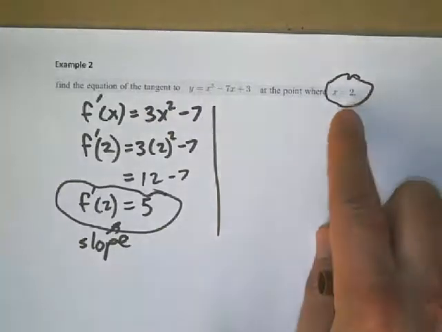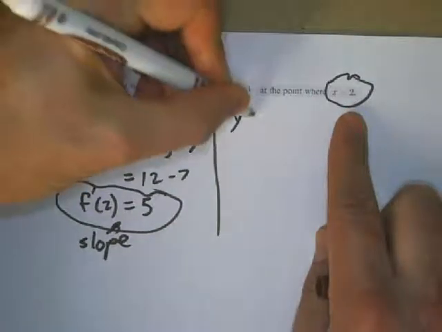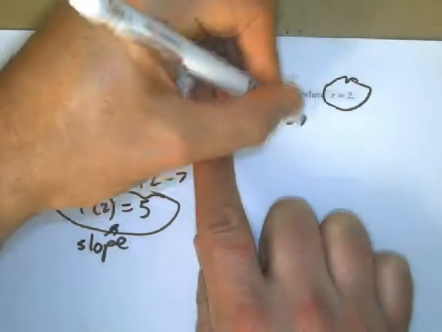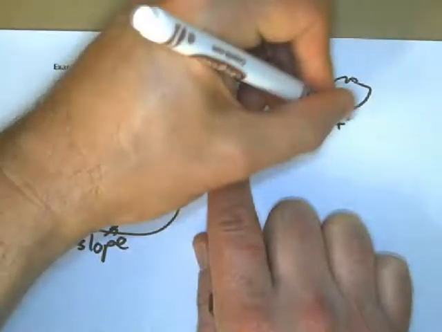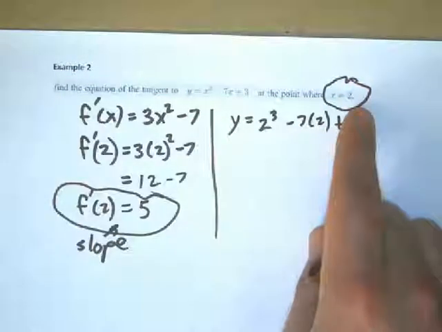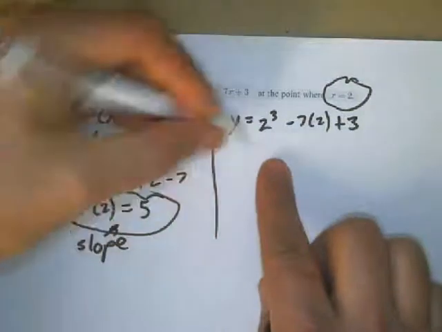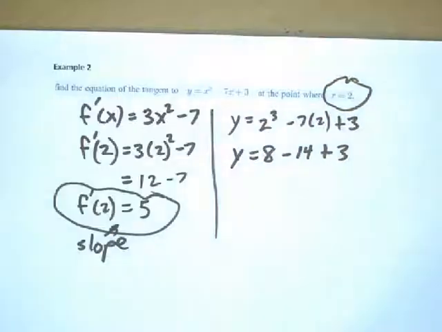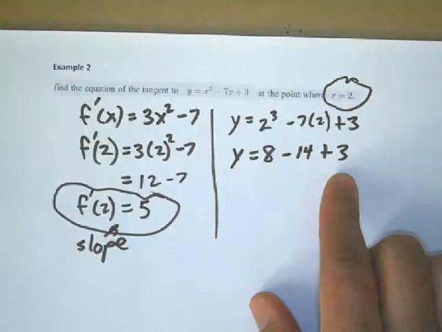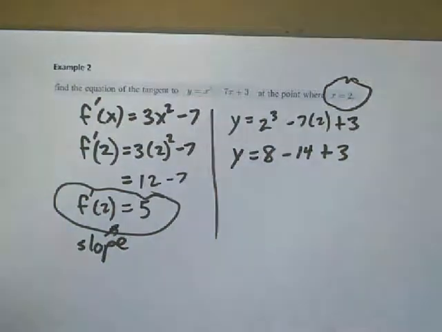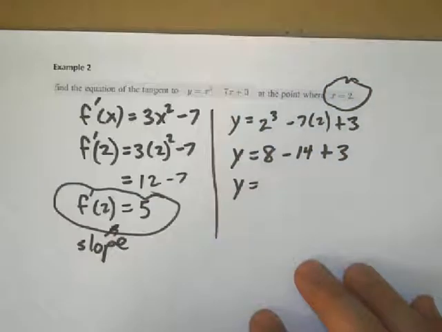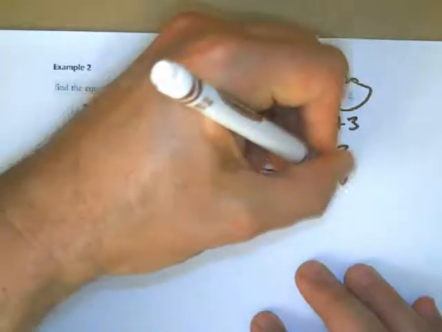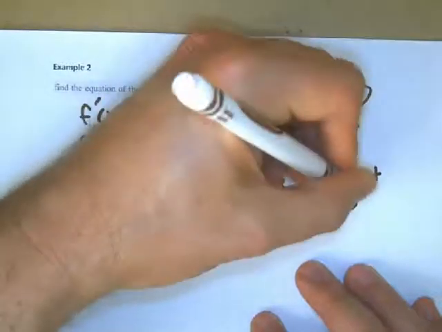Okay, let's go back to the original function. Okay, when x equals 2, what's y going to be? Okay, so we take this equation, we got 2 cubed minus 7 times 2 plus 3. This is going to get us our y value when x equals 2 for this equation. So then I got y equals 8 minus 14 plus 3. Okay, 8 plus 3 is 11, and negative 14 plus 11 is going to give me negative 3. Okay, so the point is 2 comma negative 3.